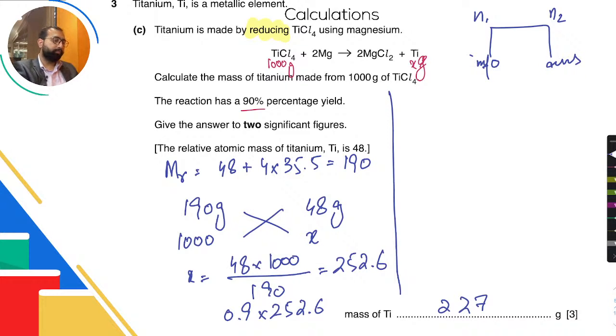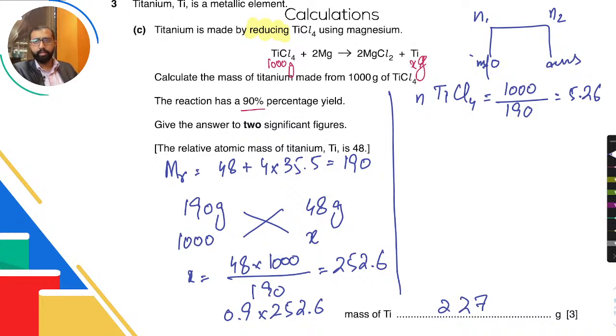Okay, so how do we do this? I have 1000 grams of TiCl4, so I'll start by figuring out the number of moles of TiCl4. That is 1000 grams divided by Mr, which is 190. I calculated that just now. So that gives me 5.26. That's the number of moles of TiCl4.